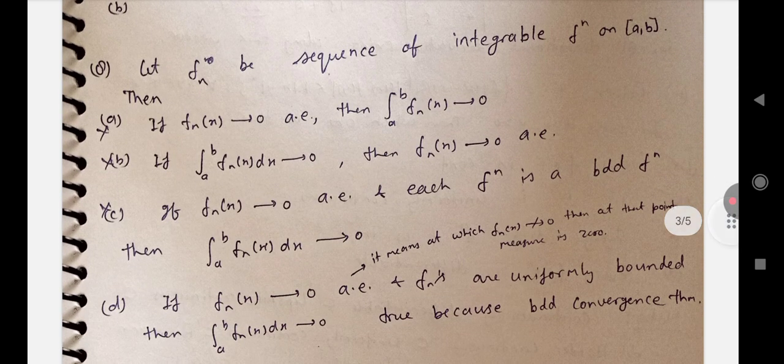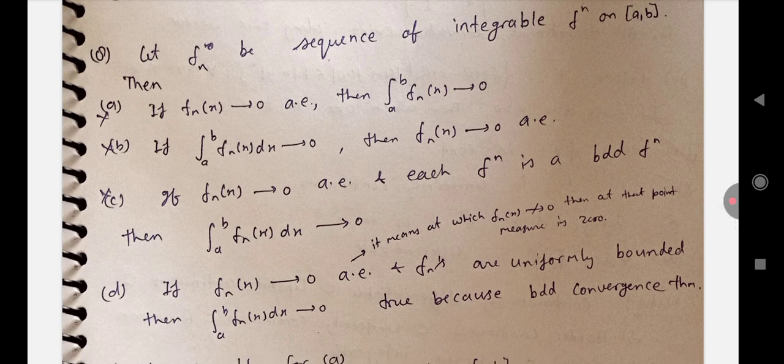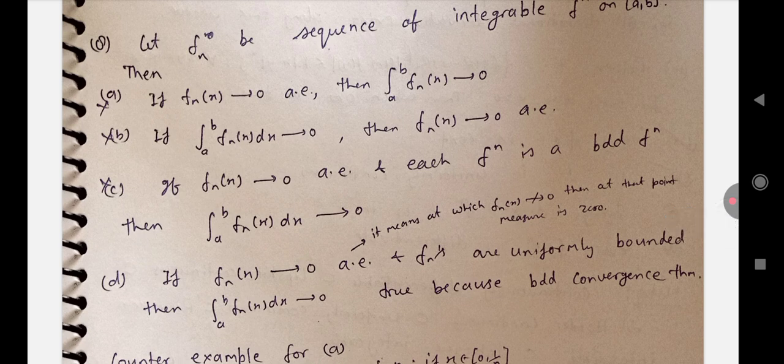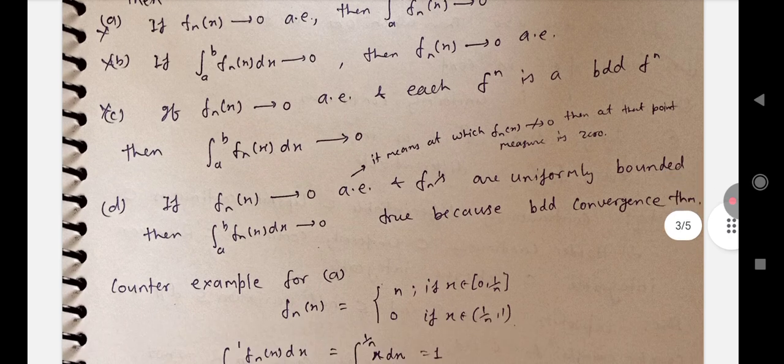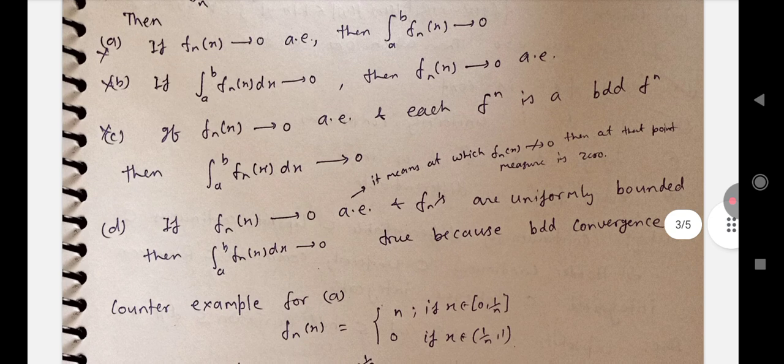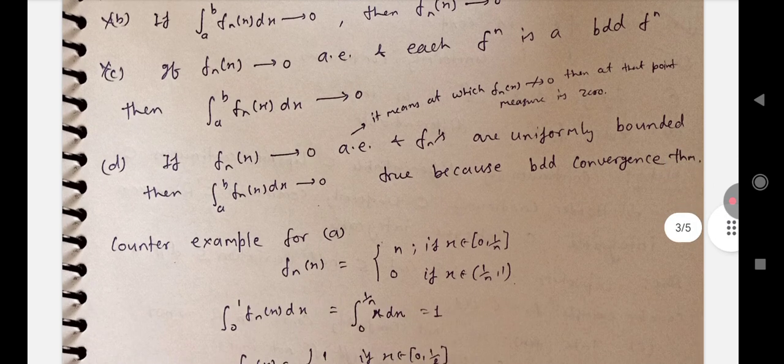Let f_n be a sequence of integrable functions on the closed interval [a, b]. Then if f_n(x) goes to 0 almost everywhere, then the integral from a to b of f_n(x) goes to 0. So a, b, c is not correct. What is the counterexample for that?